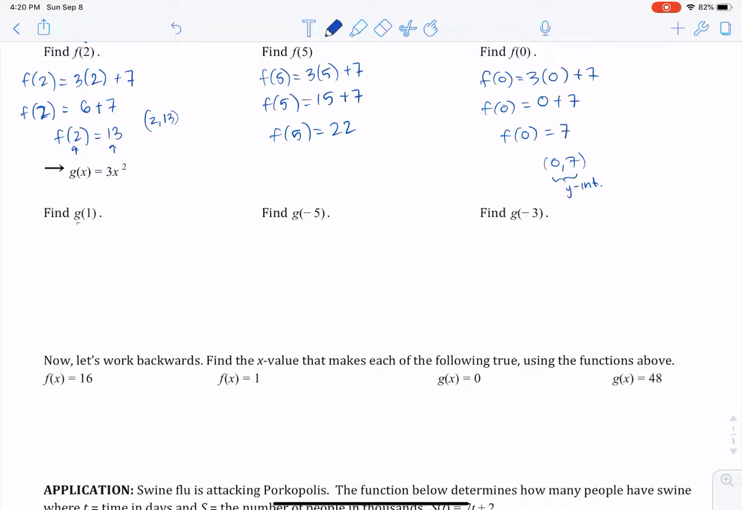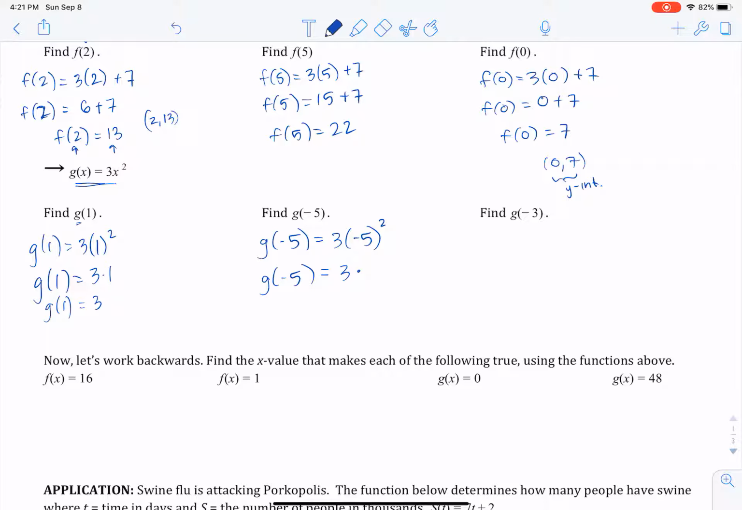Over here, here's g of x, talking about this g of x function. G of 1 is 3 times 1 squared, so g of 1 is 3 times 1. So g of 1 will be 3. G of negative 5 is 3 times negative 5 squared. So g of negative 5 is 3, and negative 5 times negative 5 is 25. So g of negative 5 is 75.